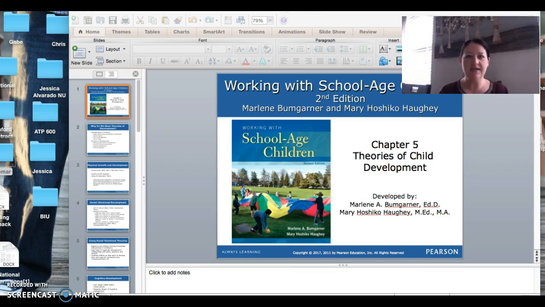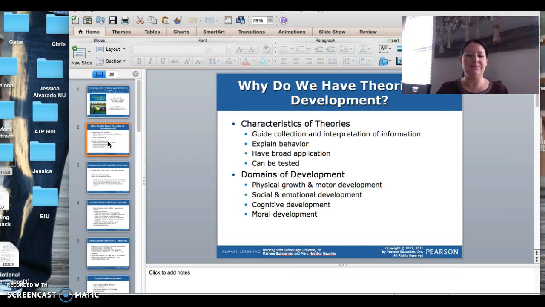Likely by this point in your coursework or your career, you know a lot about child development theories, and that's great if you do. If that's the case, just use this time to refresh yourself, to hopefully inspire you to do a little more investigation and learn a little more about theory. I think it's always a good idea to learn more if we can, because it really does impact our work with children and families. So why do we have theories of development?